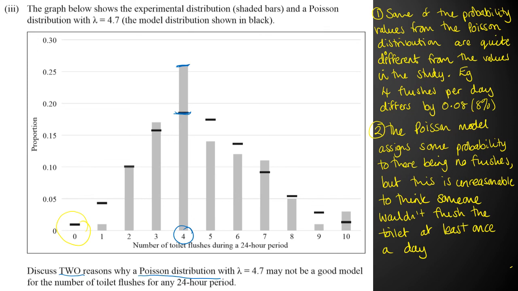And if you want a third reason, you could also think about the fact that sometimes in one visit to the toilet, you need to flush it more than once to be able to clear everything. So that would also affect the likelihood of the number of flushes being increased, and that's not been considered on the Poisson model.